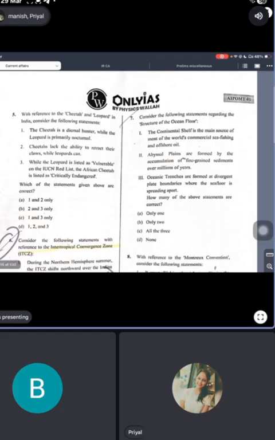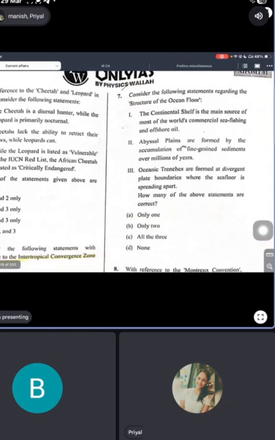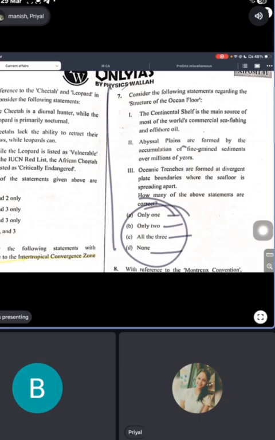For example, see this question. Now here you need the exact answer because there is no elimination. They have given options like only one, only two, all the three. So here you can either skip or attend the question with a knowledge base. But don't attend the question if you don't know.